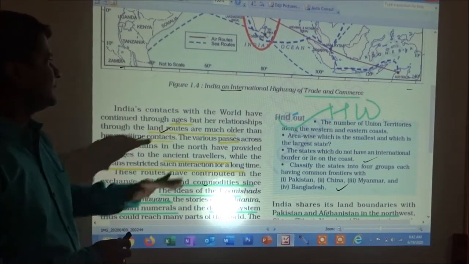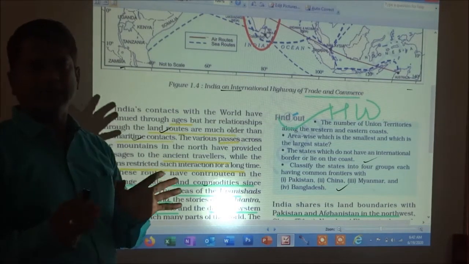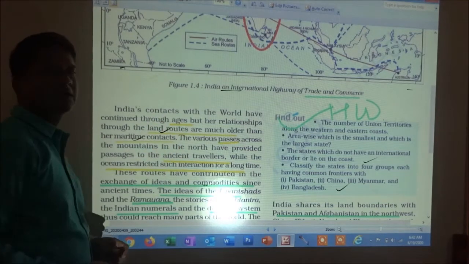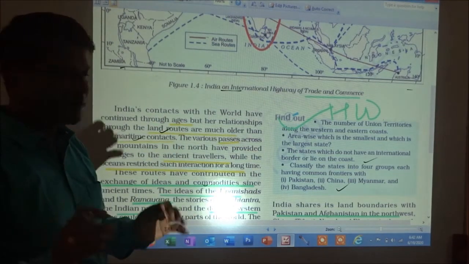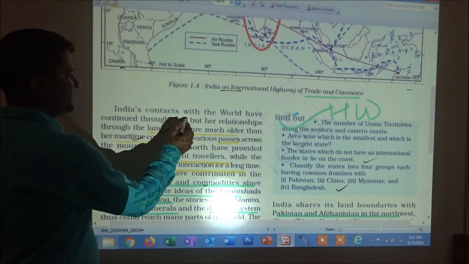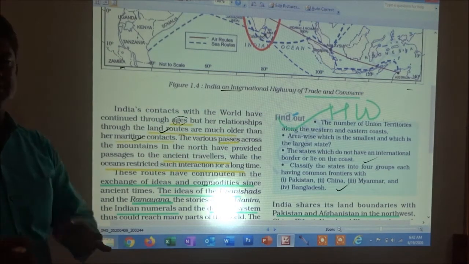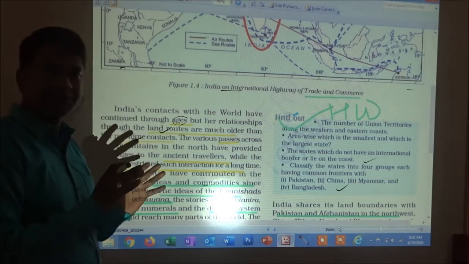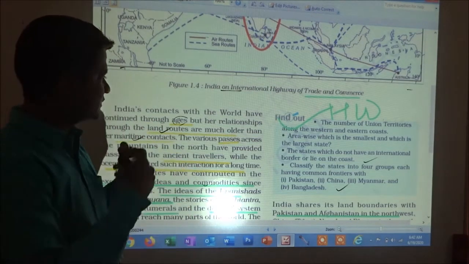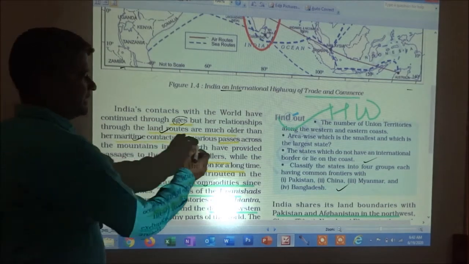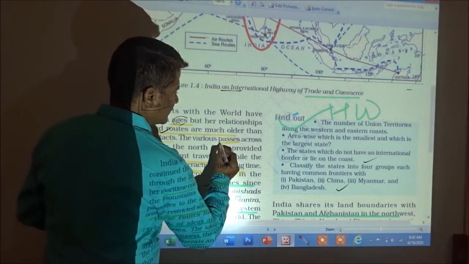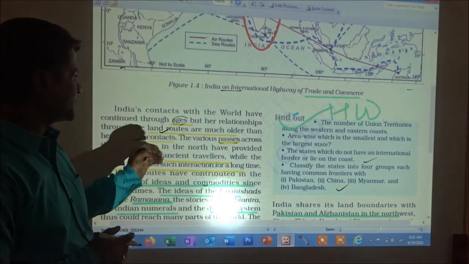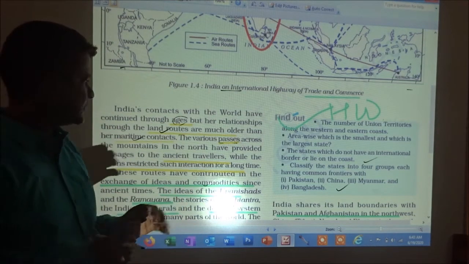So if we look at the context of our nation with the rest of the nations in the world, then we will find that these relationships are not new. We have had these relationships from the ages, from the very ancient time. And to maintain and develop these relationships, our physical features also play a very important role, especially the passes situated in the mountains in the north direction.